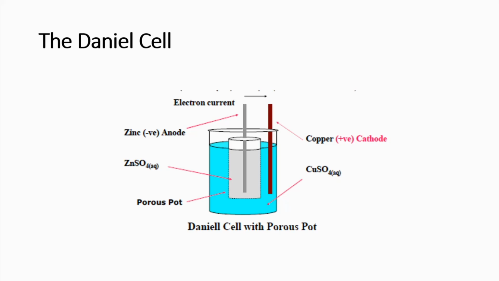However, it suffered from liquid junction potential as a result of the difference in diffusion rate, or diffusion constant, for zinc ions versus copper ions. And so what you find is that at the interface between the zinc sulfate solution, which is inside the porous pot, and the copper sulfate solution, there was a buildup of negative and positive charge. And so of course, this limited the potential coming out of the cell.